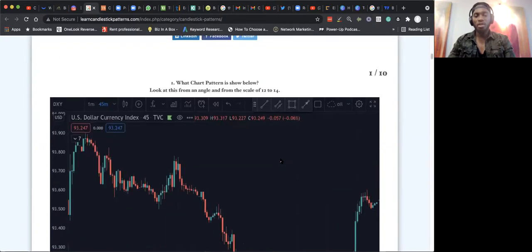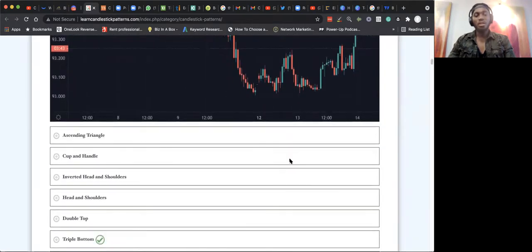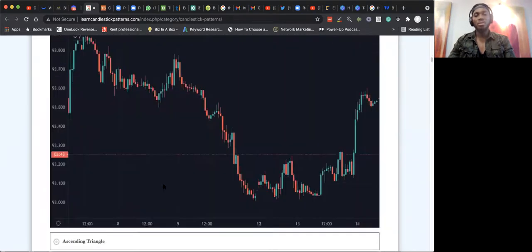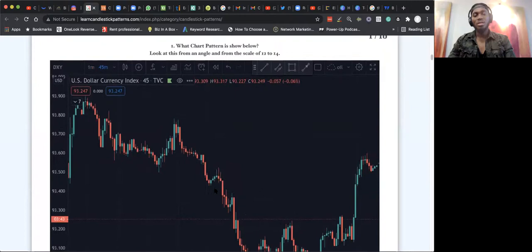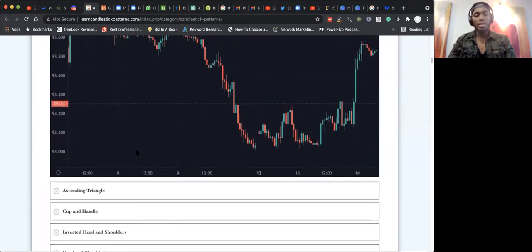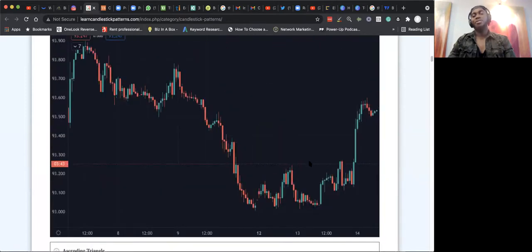All right. So the first chart here is called a triple bottom. A triple bottom here on this US dollar index. It's a 45-minute chart. And we have a support at 93.1. And just looking at that support, there's the first bounce, and there's the second bottom, and the third bottom. And that, my friends, is what you call a triple bottom.